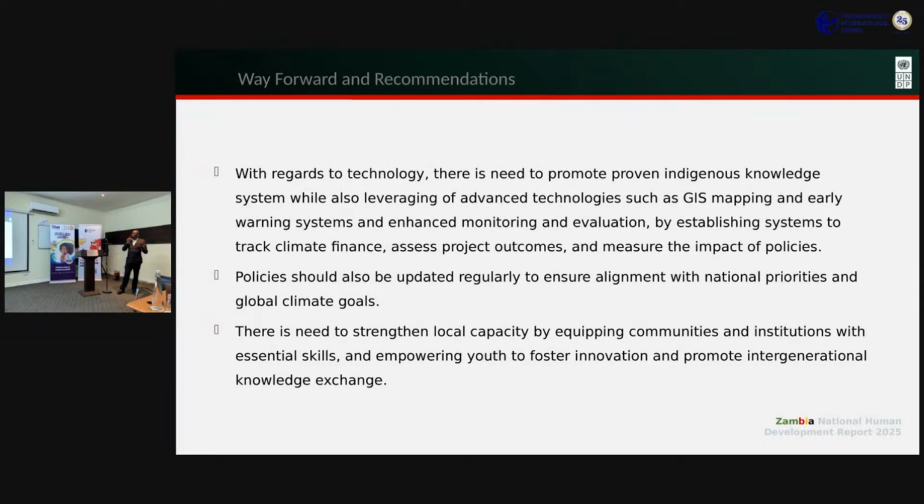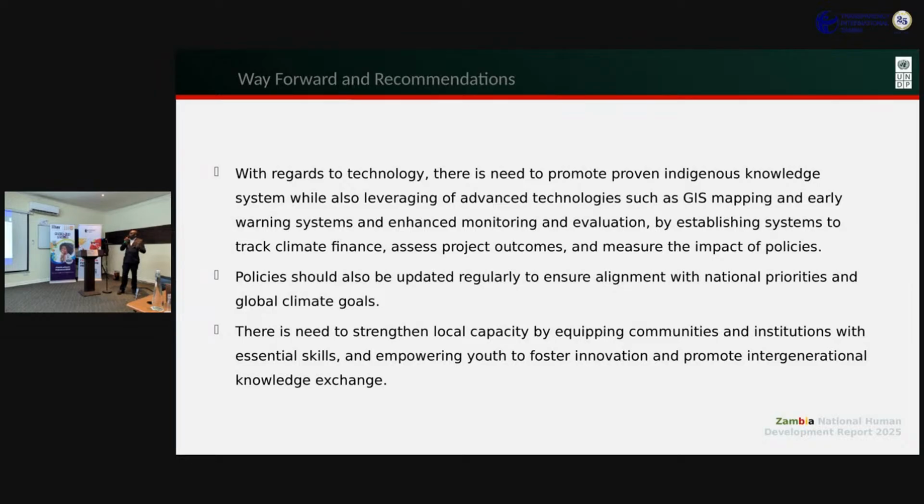With regard to technology, emphasis also came on proven indigenous knowledge systems. I think there is so much knowledge out there that we are not capturing, which can be helpful. So we need to find a way of documenting this knowledge. We need to map it towards GIS systems and monitoring, and strengthen monitoring and turnaround time from disasters.